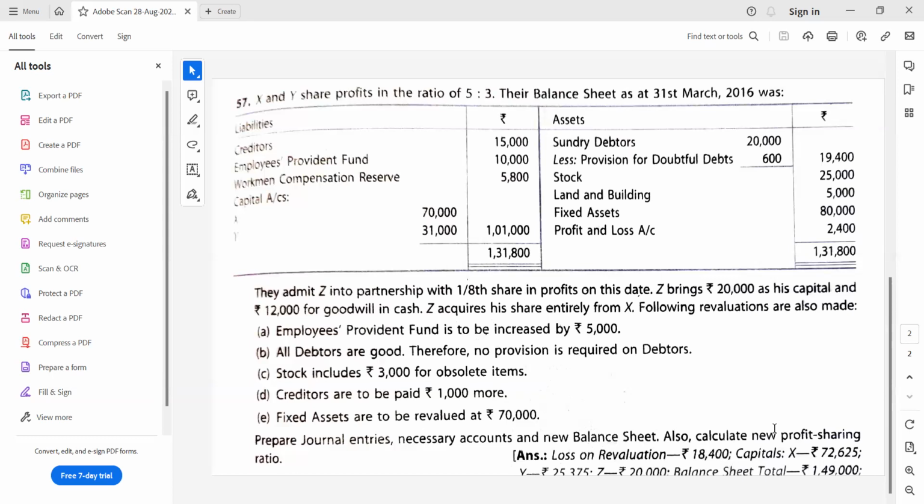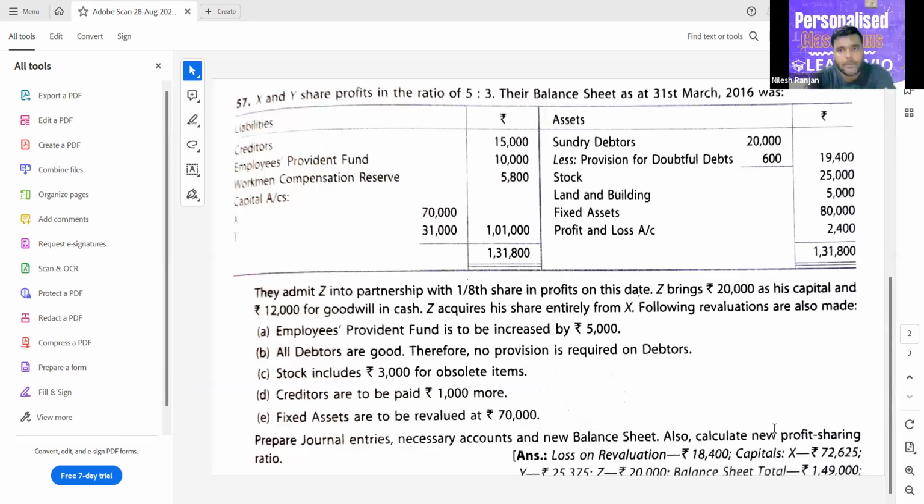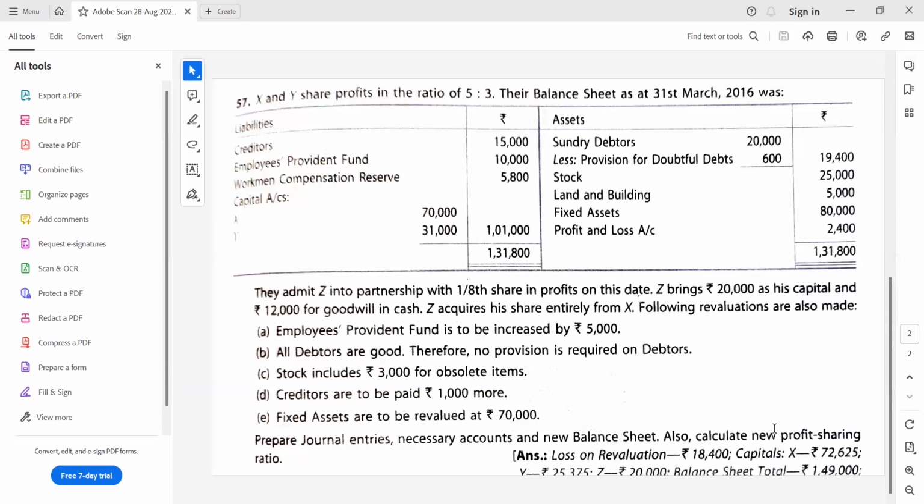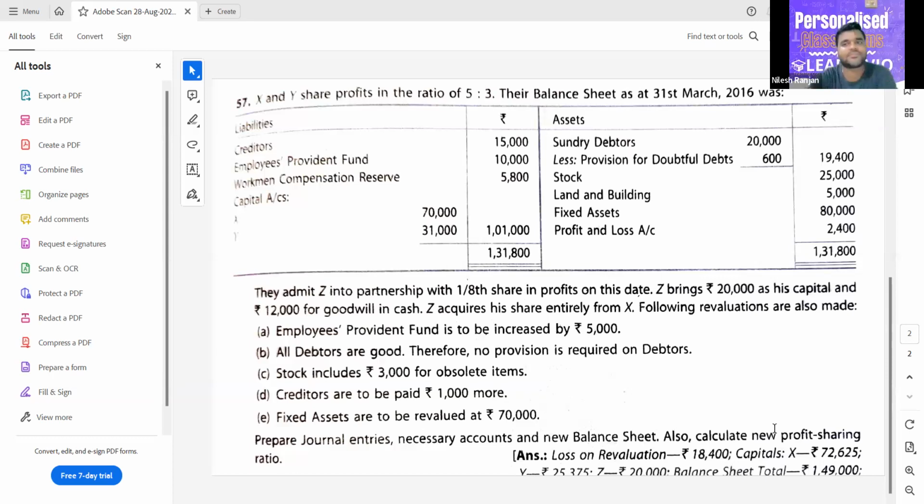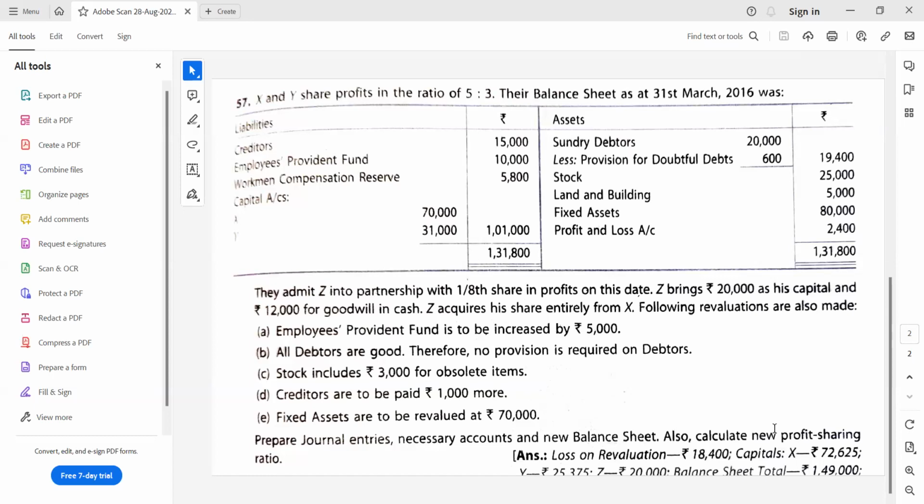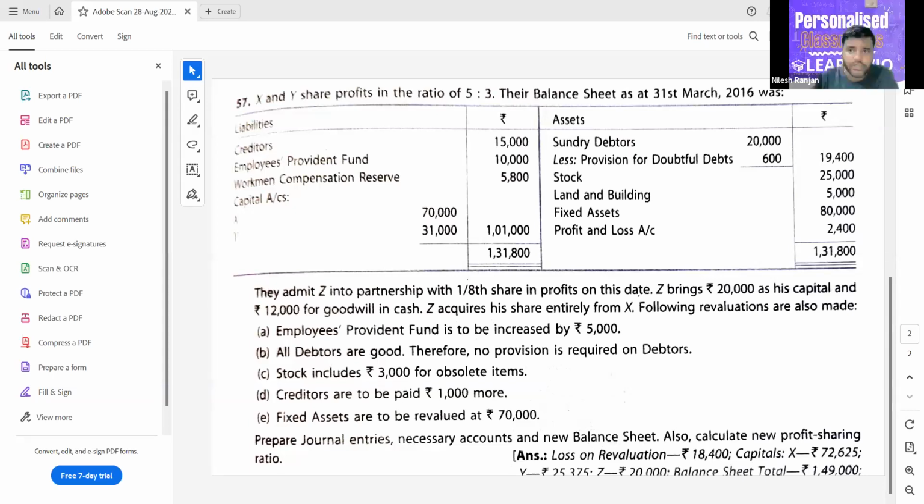Anything else? The profit and loss account. Yes, on the asset side. How much? A loss of 2,400. Okay.